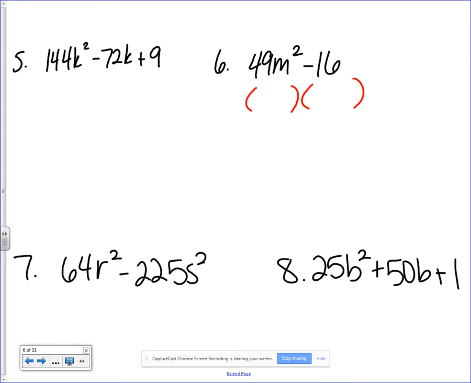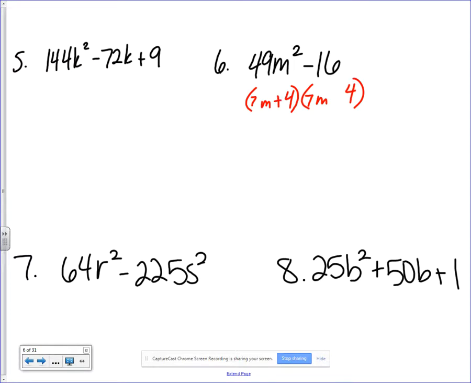How am I going to make 49m squared? I need 2 m's, but I got to make that 49, don't I? 7 and 7 multiply to 49, don't they? Remember, folks, these things have to multiply to make that 49, and they have to be the same if they're going to be conjugates. How am I going to make the 16? 4 and 4.